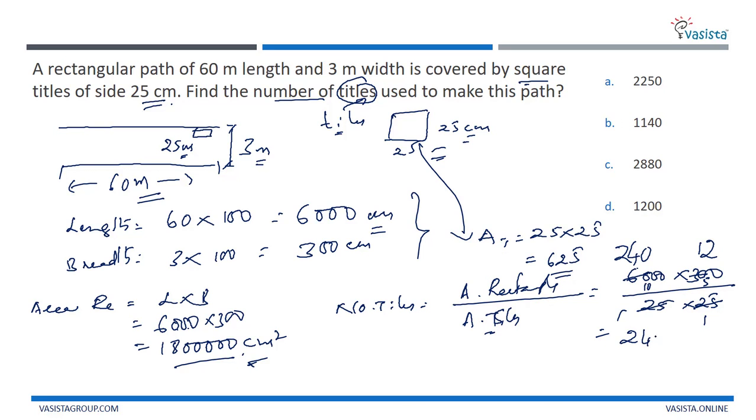So 240 into 12. Now multiply it. 12 zeros are 0, 12 fours are 48, 8, 4, 12 twos are 24 plus 4, 28. So 2880. So we need 2880 tiles to fill that path. The answer here is C.